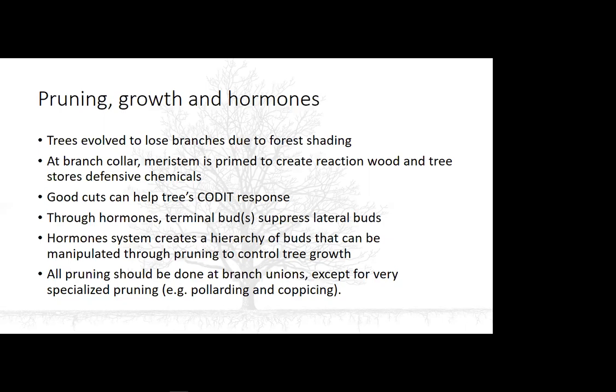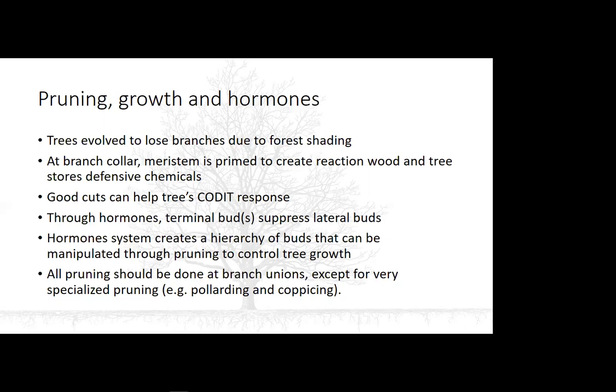And in this area, which frequently is quite visible because of the swelling at the base of the branch, the meristem there is primed to create that callus tissue and grow that wound wood to rapidly seal that wound. The tree has also stored a lot of chemicals to defend the tree. So it's really important when you prune the branches to protect that branch collar and not cut it off.